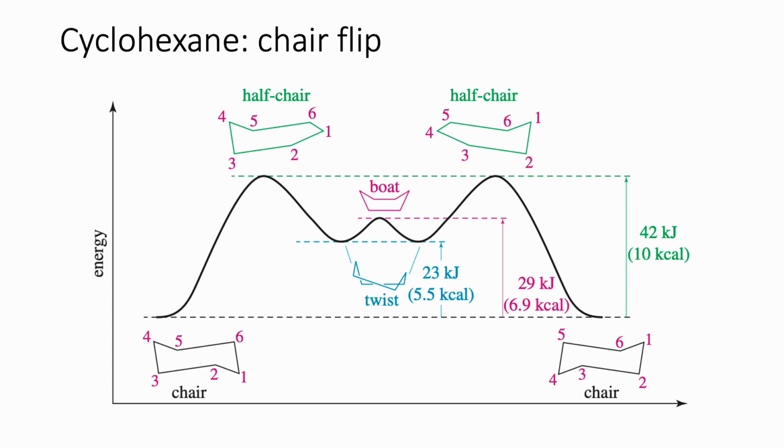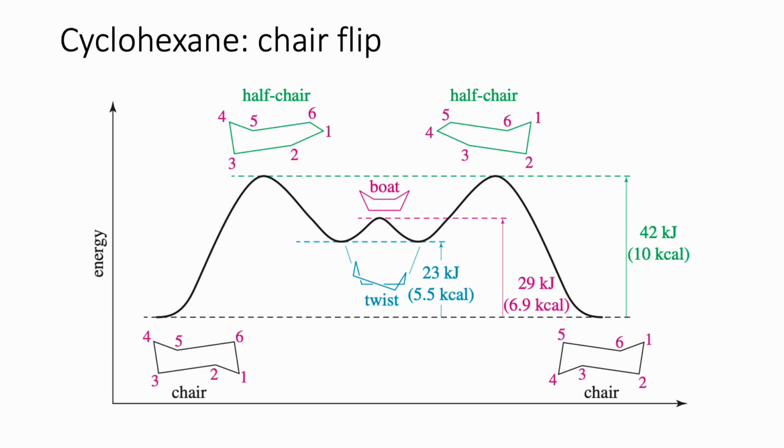So on the way from one chair to another, we go through these positions, the half chair and the boat and the twist and so on. And so there are other conformations that occur in cyclohexane, but they're not stable. Notice how all of those other conformations, including the twist, which is the lowest energy up there, even the twist is a high energy conformation compared to the chair.